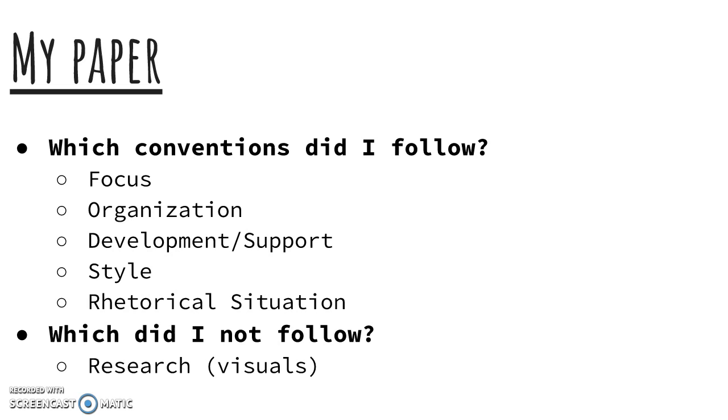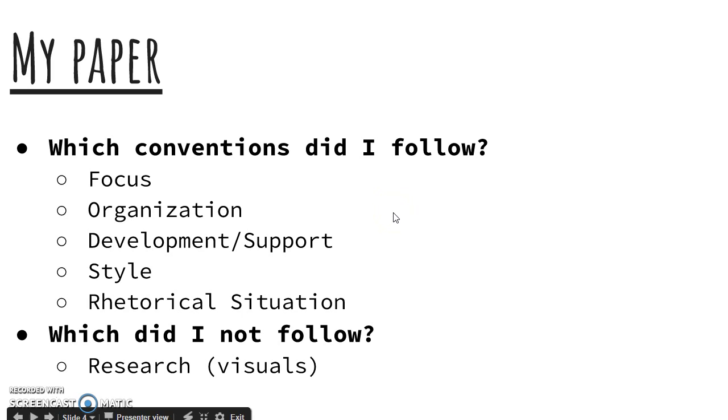In my paper, there were writing conventions that I followed and ones that I didn't follow. The 6 categories for the writing conventions were focus, organization, development/support, research, rhetorical situation, and style. Of these 6 categories, I followed the conventions with focus, organization, development/support, style, and rhetorical situation.